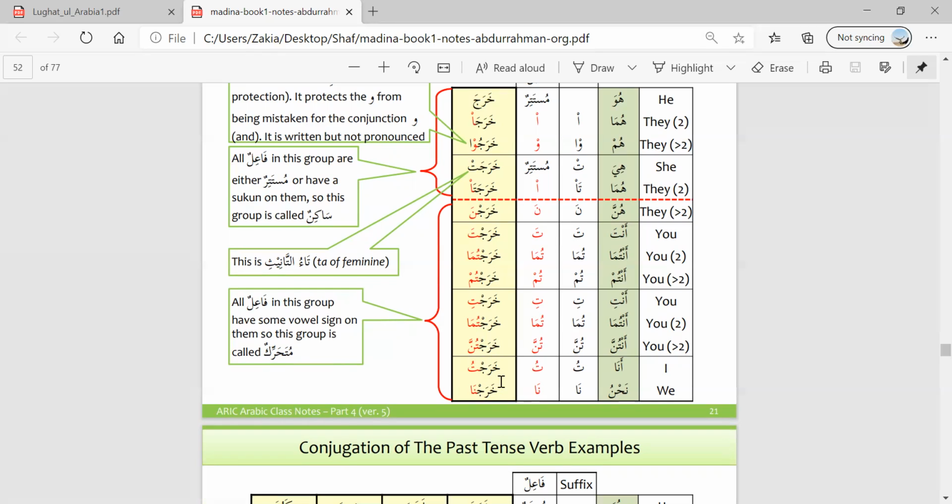Then we talk about ourselves, we say kharajtu. Kharajtu fil bayt, I went out of my house. Kharajna min al bayt, we left the house, or we went away from the house.